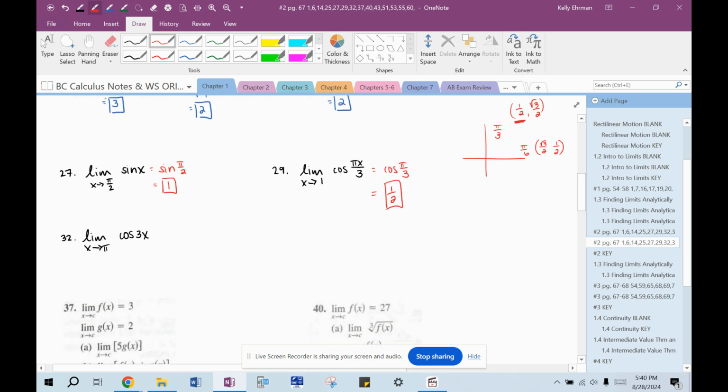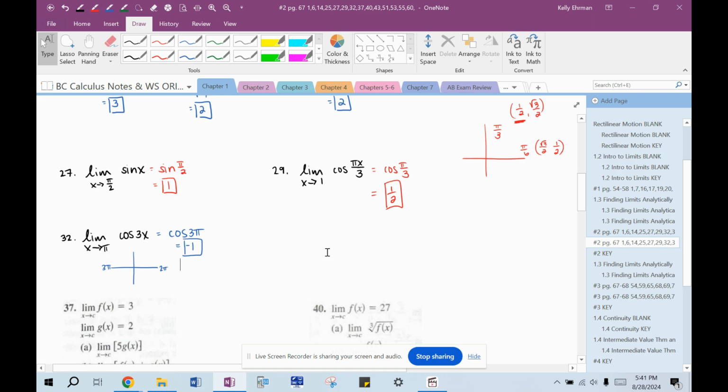For 32, the cosine of 3 pi. Okay, now remember, 2 pi is a full circle. Here's 2 pi. 3 pi, or any odd multiple of pi, is going to be the same as pi. So what's the cosine of pi? Cosine of 3 pi, it's equal to negative 1.